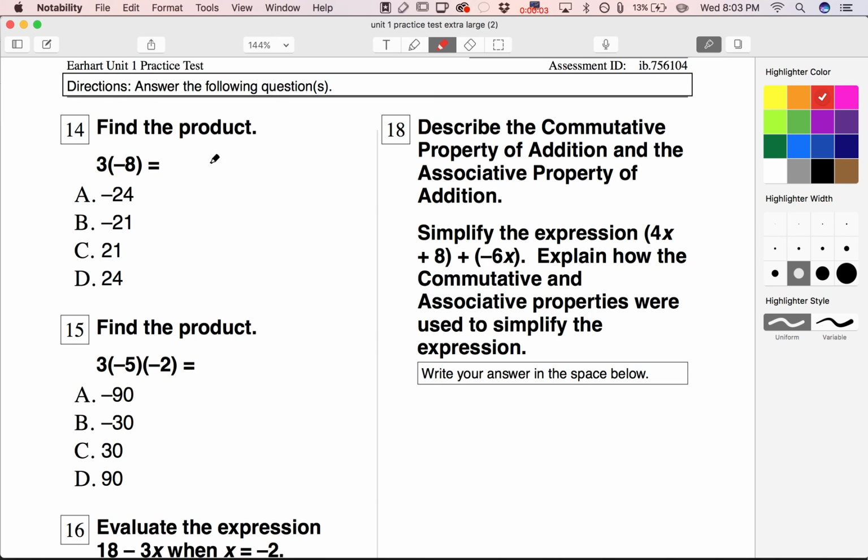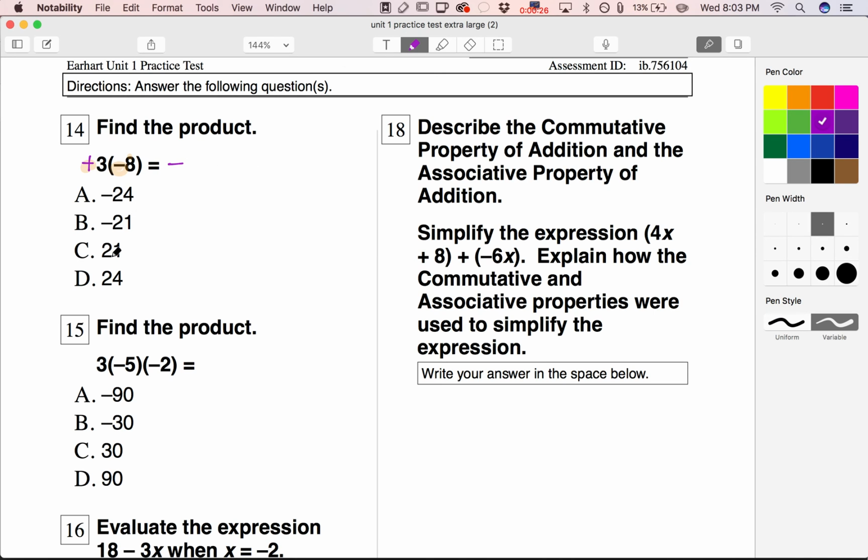Okay, problem 14, find the product. Okay, so the way you want to approach these is you actually are going to first look at these signs. When there's nothing, it is a positive here. This is a positive. So your first question should always be, what is this times this? So what is a positive times a negative? So positive times negative is a negative.